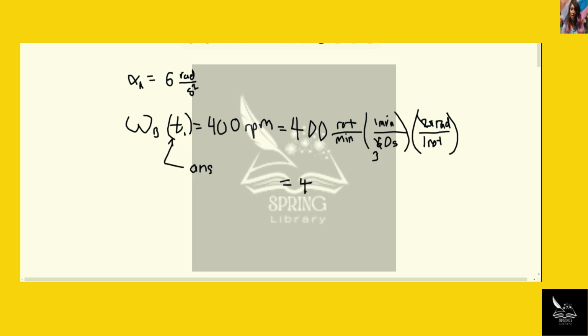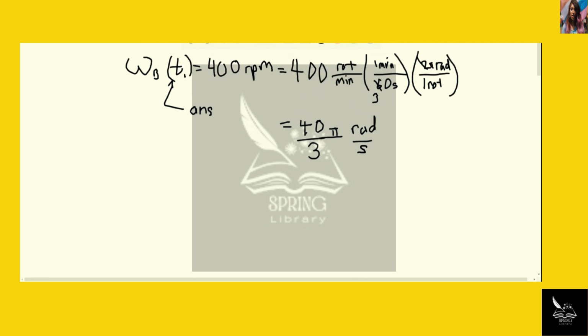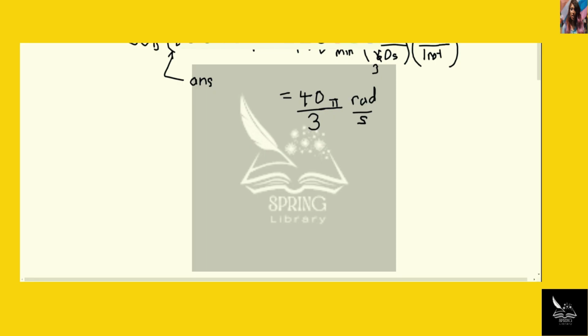So we're going to say that the final speed, I say speed, but I should be saying angular velocity, that we're looking for is 40 pi over 3 radians per second. That's the final speed. That's what we're going for. T1 is the answer.